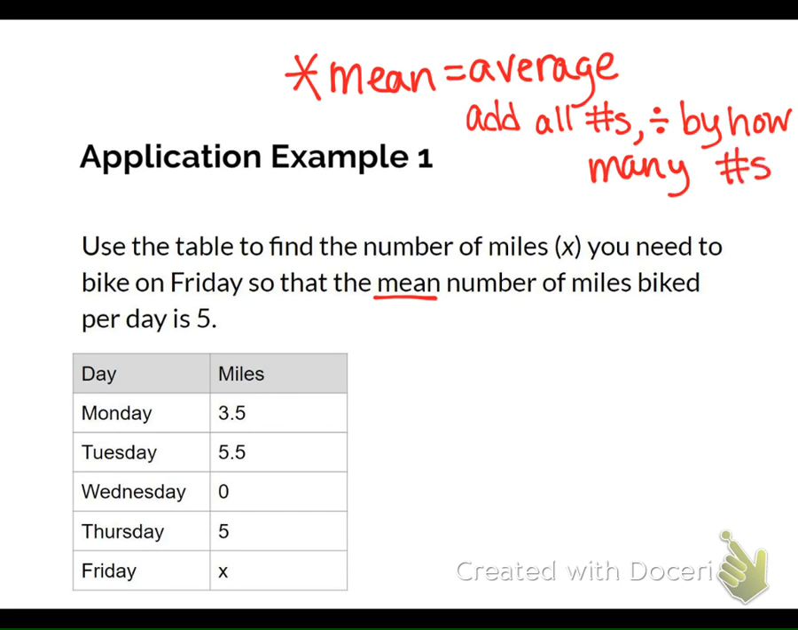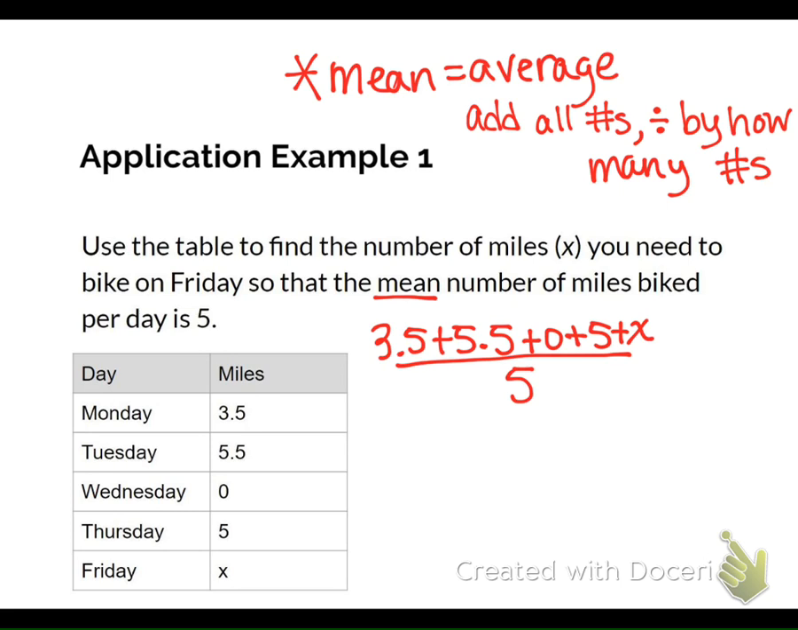Okay, so that's how we're going to set this problem up. We're going to add up all of our miles together. 3.5 plus 5.5 plus 0 plus 5 plus x divided by how many numbers are there that we're including. Make sure you're including 0. We're still adding that. It's still included as a number. So we're adding 1, 2, 3, 4, 5. 5 of these together.